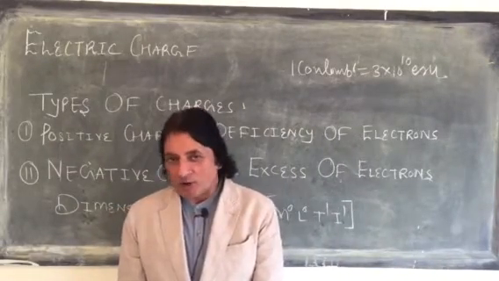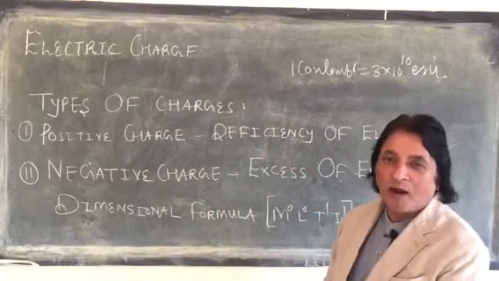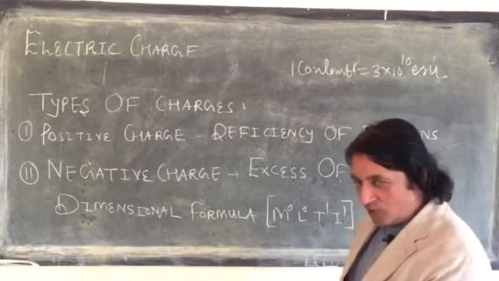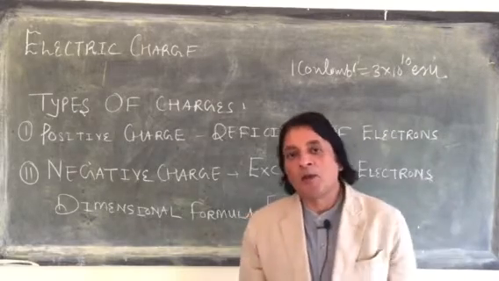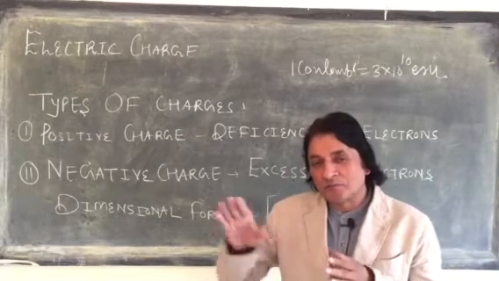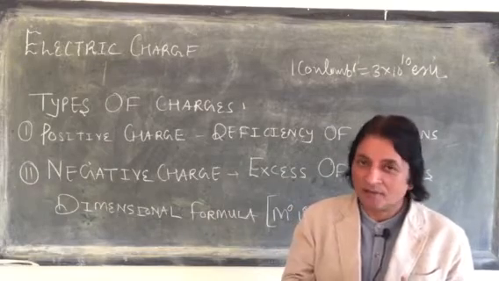Electric charge is the property which is associated with mass. But the charge is associated with mass; mass may or may not be associated with charge.